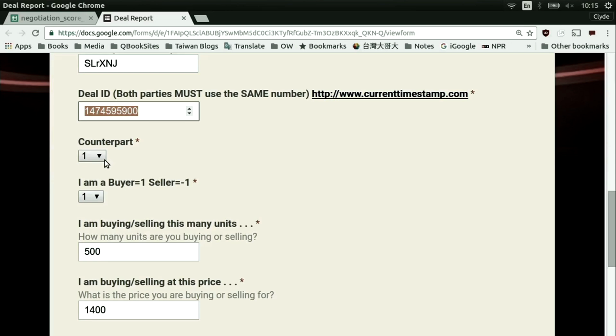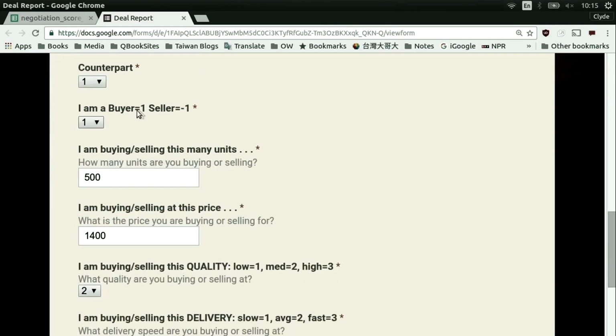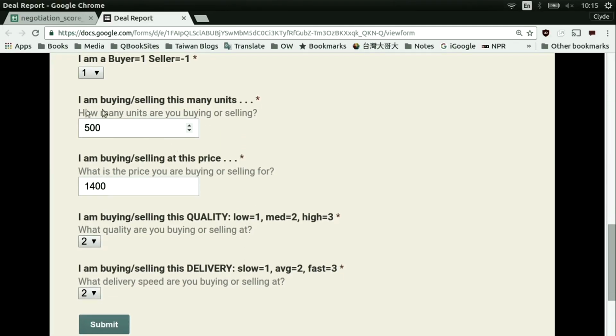Who am I making a deal with? I'm making a deal with group number 1. I am a buyer, because group number 1 is a seller. And how many am I buying? 500 units. And what's the price I'm buying for? It's 1,400. What's the quality I'm buying? 2. And what's the delivery speed I'm buying? 2. These numbers must be exactly the same for the buyer and the seller.